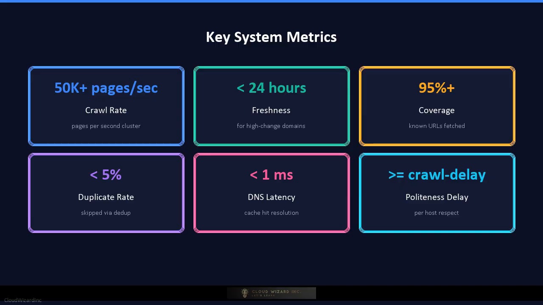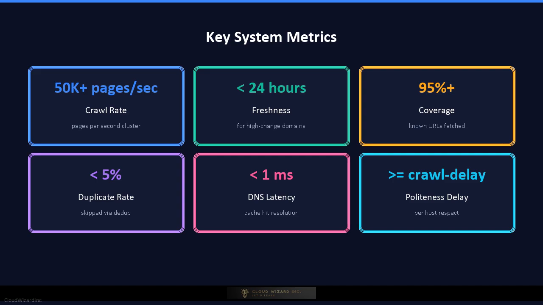Freshness, the percentage of index pages that are recent relative to their change frequency. Coverage, the fraction of known URLs that have been successfully fetched. Duplicate rate, the percentage of URLs skipped because they were already seen or canonical. DNS resolution latency, the time to resolve a host name, often reduced by caching.